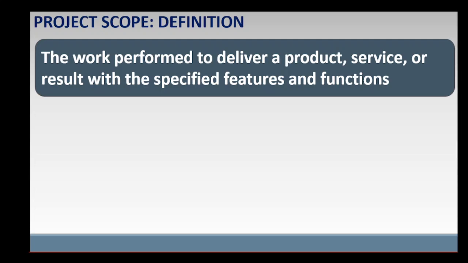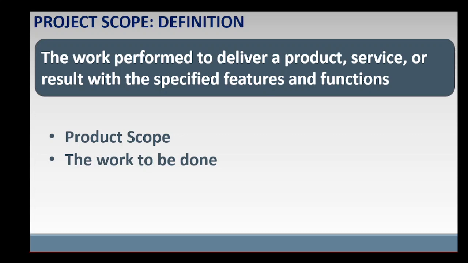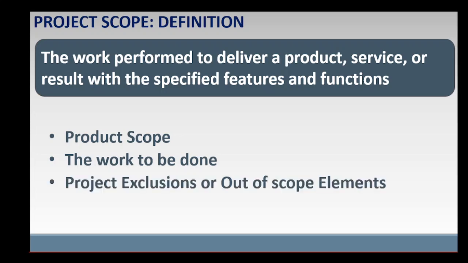Therefore, project scope includes product scope, the work to be done to create both the product and the project management deliverables and achieve project objectives, and project exclusions, which describe requirements and work that are not part of the project or out of scope. Explicitly stating what is excluded from the project can help avoid misconceptions and reduce scope creep.